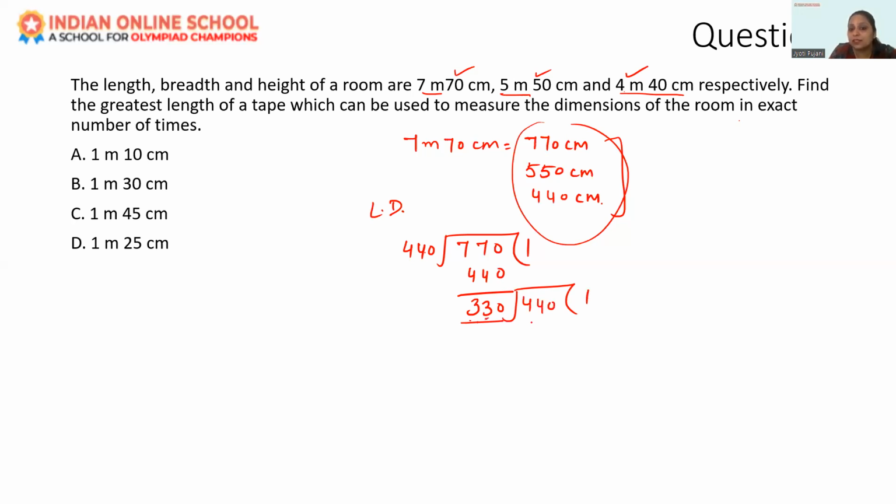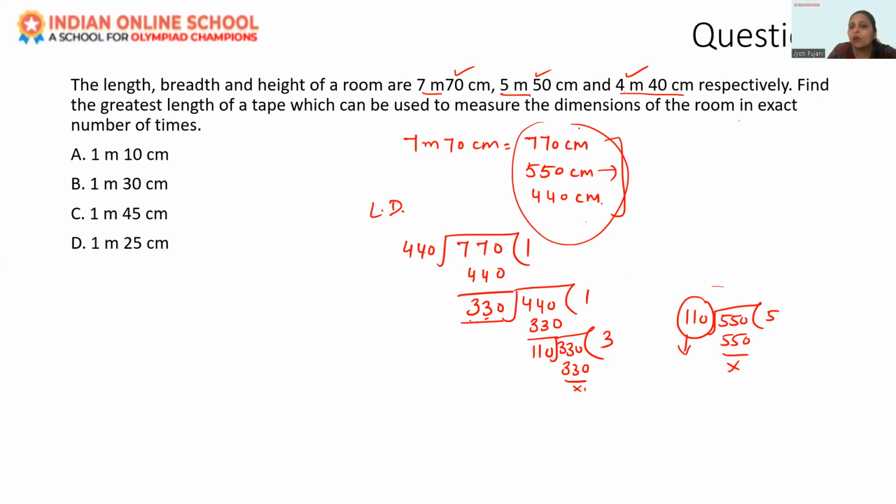Now 330 is a remainder, and I will take the remainder as a divisor now, and this divisor as a dividend. So 330 into 440, I will get remainder 110. That's 330, and 3 times 110 is 330. So 110. Now I have to check with the third number. So 110, I will divide 550 by it, and I will take the GCF, you can say the highest common factor of these 2 numbers now. So 110 is the highest common factor of these.